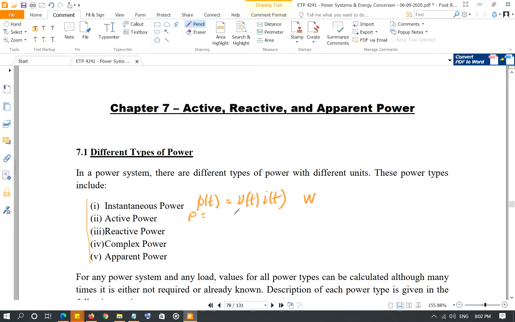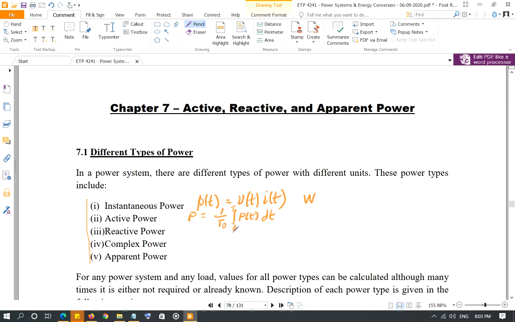And when you're finding the average value of any periodic function of time, you can use the formula 1 over 1 period of time, integral over 1 period of time of the function for which you are trying to find the average value, dt. That's basically the universal formula of finding the average value of any periodic function of time.